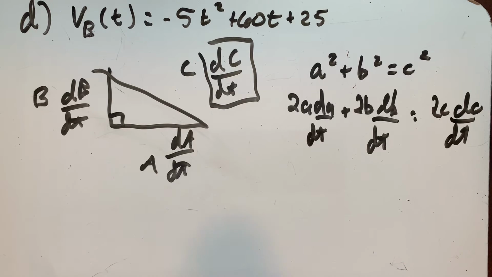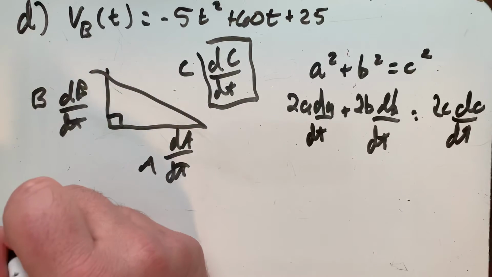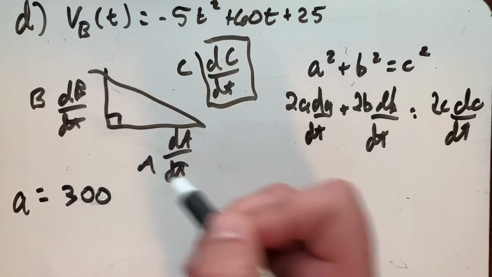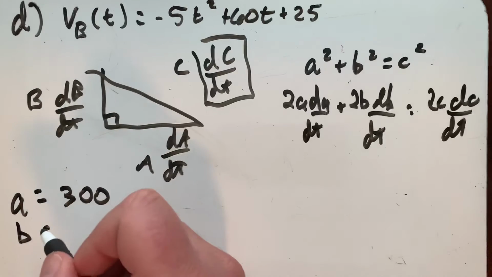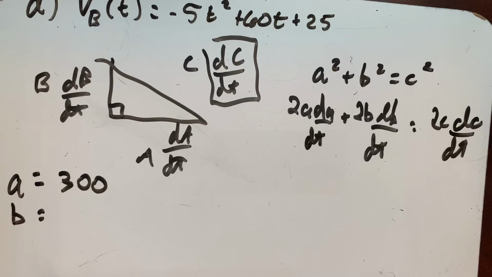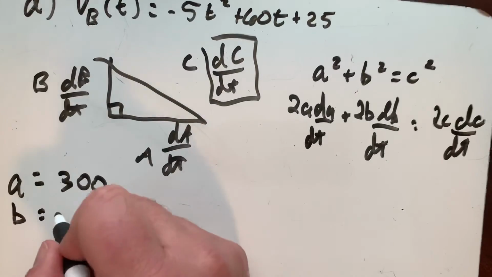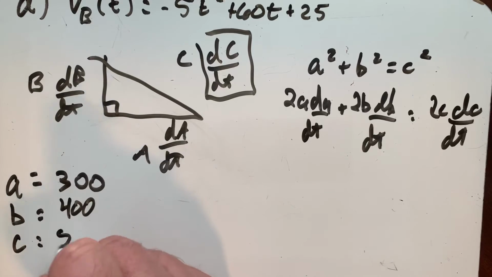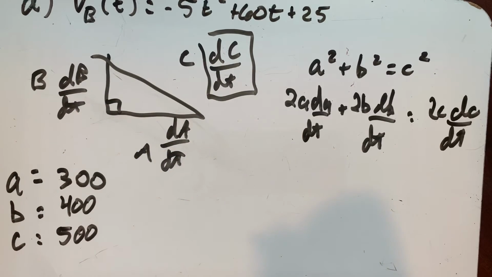Okay, so I know my A is 300. I know my B, he's traveling north 400, so there you go. So our B is 400. And using Pythagorean triples, I know that C is going to end up being 500. And if you didn't know that off the top of your head, you can always use the Pythagorean theorem and solve that out.